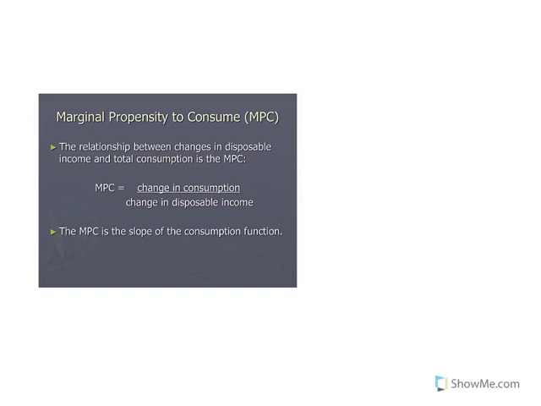In part 2 for our lectures on aggregate expenditures, we're going to focus on learning 4 formulas that apply to our aggregate expenditures function. The first formula that we need to understand is what we call the marginal propensity to consume, or what we hyphenate as the MPC. And what the marginal propensity to consume is going to tell us is the relationship that exists between changes in disposable income and total consumption.